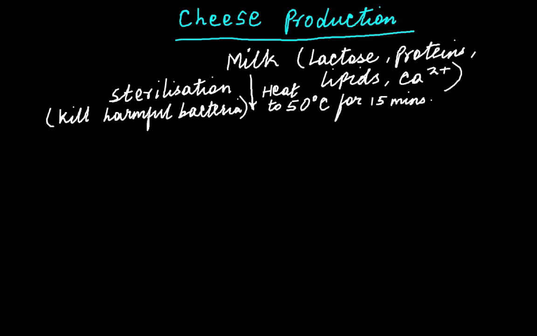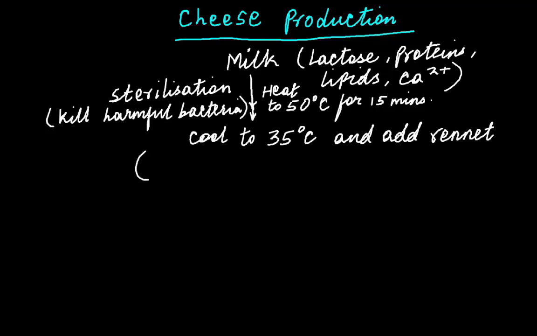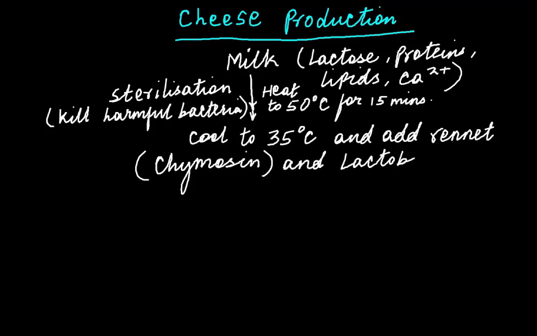The second step: when we do this, the bacteria will be killed, and we will now have to add an enzyme. I'll tell you about that enzyme next. After heating this milk to sterilize it, we will cool this to 35 degrees Celsius and add rennet, that is an enzyme called chymosin, and a bacteria called lactobacillus. So we are putting a desirable bacteria in here, only one type of bacteria.